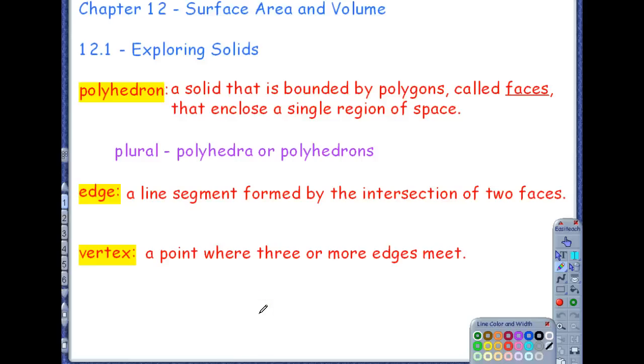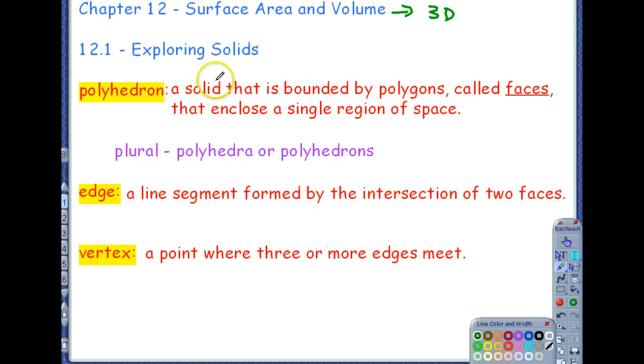Chapter 12 is where we're going. Notice the title. We're talking about surface area and volume. Now, surface area and volume involves what kind of figures? Three-dimensional. So all of this that you're going to see are kind of three-dimensional, okay? So just something to keep in mind.